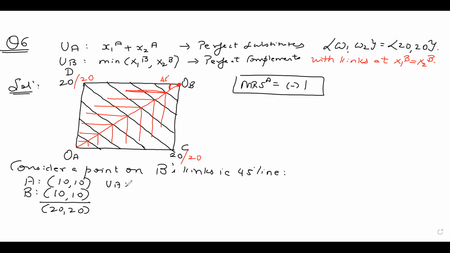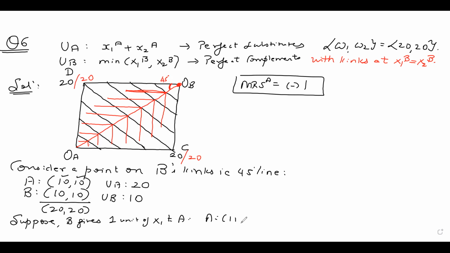What is the utility A gets? 10 plus 10, which is 20. What is the utility B gets? Min of 10, 10, which is 10. Now to make A better off, A needs either 1 unit here or 1 unit here. If B gives that, B becomes worse. So suppose B gives 1 unit of x1 to A. Then how much will A have? 11, 10. But how much will B have? 9, 10. Utility which A gets will be 21, but utility which B gets will be 9. A has become better off by making B worse. So this is Pareto efficient.